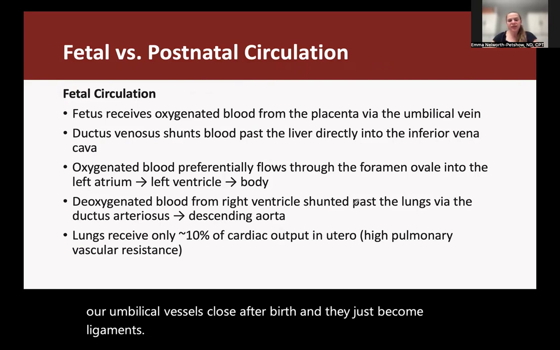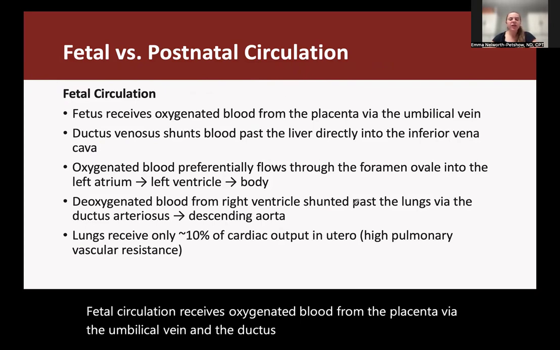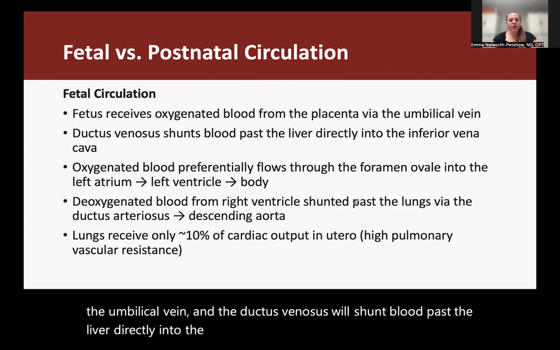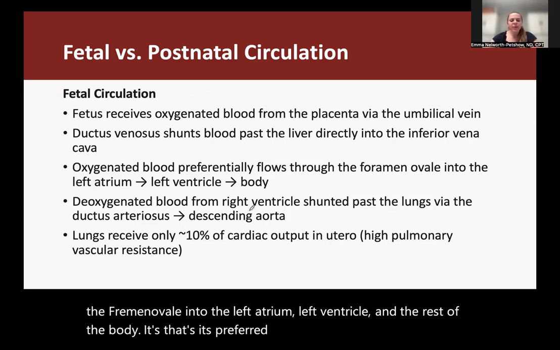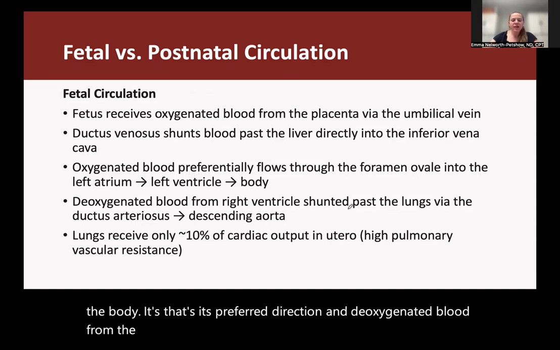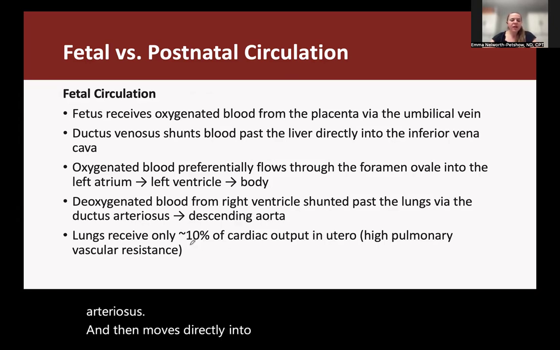Fetal circulation receives oxygenated blood from the placenta via the umbilical vein, and the ductus venosus will shunt blood past the liver directly into the IVC. Oxygenated blood then will flow through the foramen ovale into the left atrium, left ventricle, and the rest of the body. That's its preferred direction. And deoxygenated blood from the right ventricle is shunted past the lungs via the ductus arteriosus, and then moves directly into the descending aorta. Lungs only get 10% of cardiac output in utero.